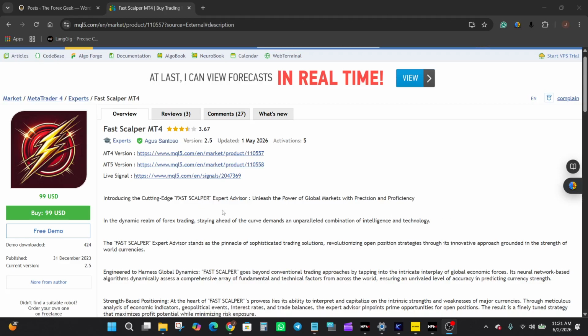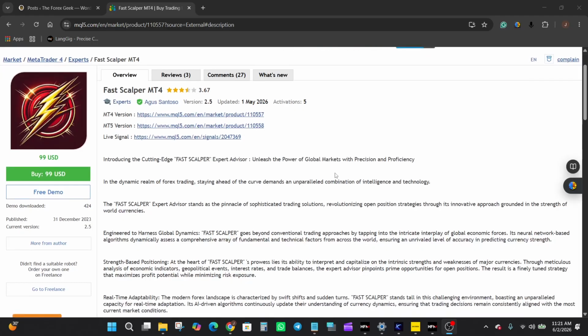Now, looking at the marketplace page, we can see that Fast Scalper is available for both MT4 and MT5. The developer has separate versions listed for each platform, and the current price is 99 US dollars. At the time of this review, the EA is listed as version 2.5 with the latest update dated May 1st, 2026. According to the developer, Fast Scalper is designed around analyzing the relative strength and weakness of global currencies.